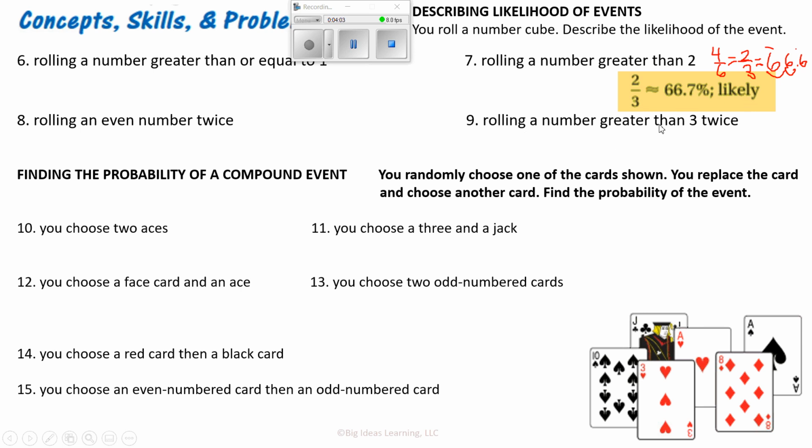Number 9 says rolling a number greater than 3 twice. Let's remember that if you're rolling a number greater than 3 once, it's 4, 5, and 6. So that's 3 out of 6, which is equal to 1/2. But then it says twice, which means we're going to have to take 1/2 and multiply it by 1/2. It's almost like 1/2 squared, or to the power of 2, excuse me. So 1/2 times 1/2.